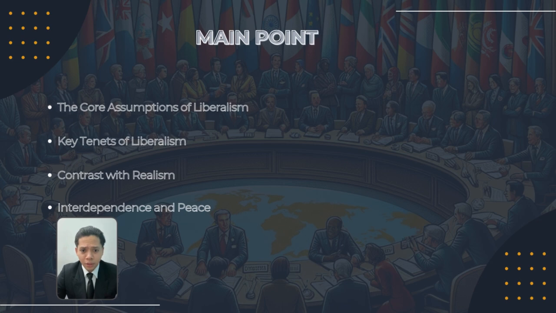For the last main point, interdependence and peace. Liberalism believes that countries are less likely to go to war when they trade, communicate, and work together. Economic connections make war less appealing because countries have more to lose.